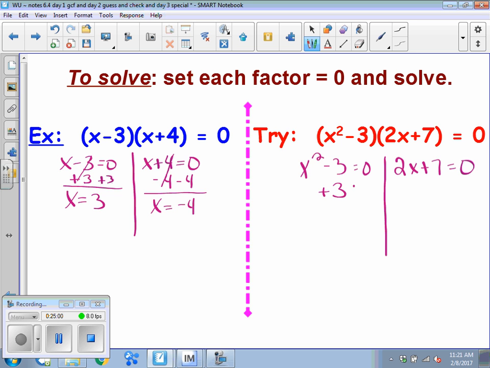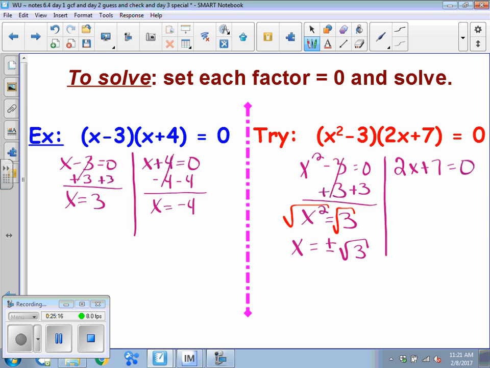So we would add 3 to both sides. So x squared equals 3, then what? Square root. Very good. Take the square root. When you take the square root, don't forget the plus or minus. So x equals plus or minus the square root of 3.